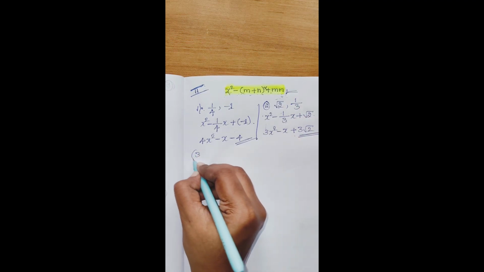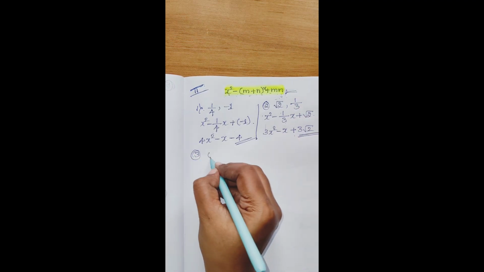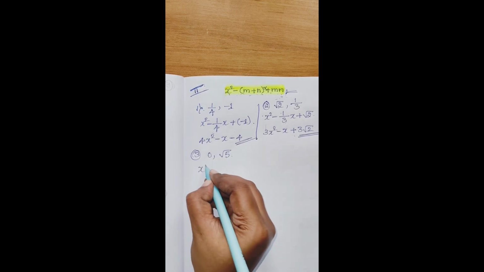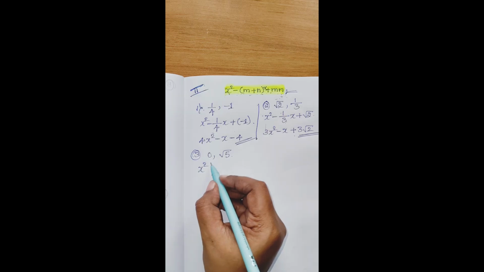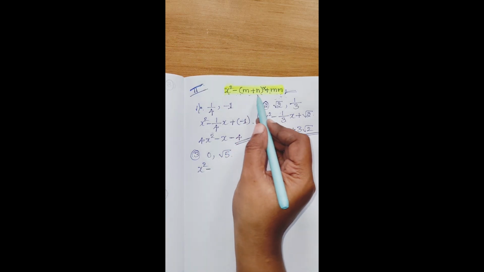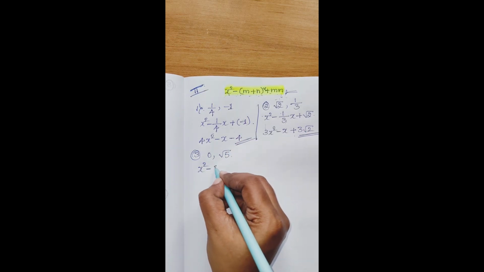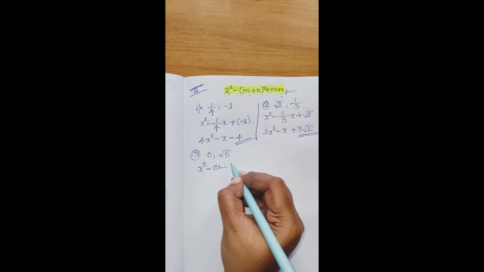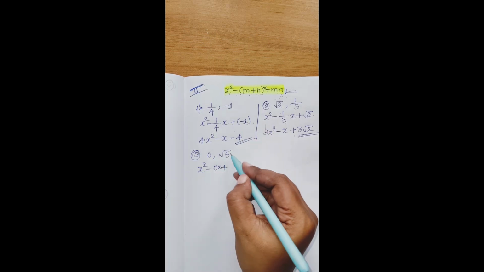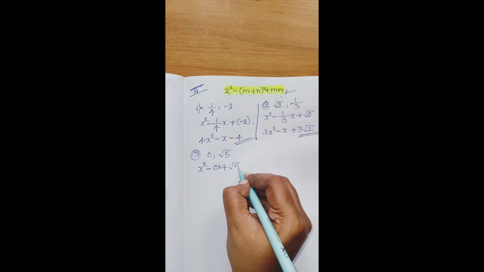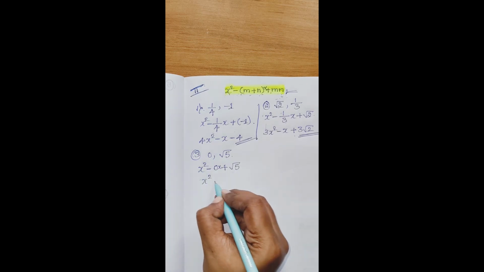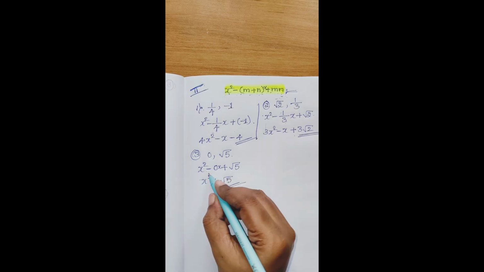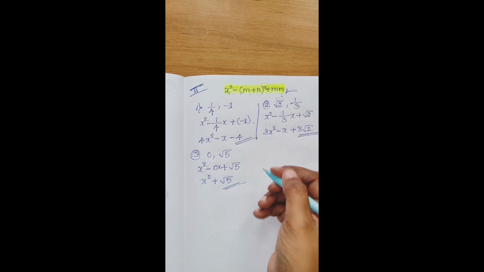Next, third one, 0 comma root 5. Now x square as it is, then minus is there, in place of m plus n what should we substitute? 0 plus 0 into x is always 0, so plus root 5. So answer will be x square plus root 5, because any number if you multiply with 0 is always 0 only.